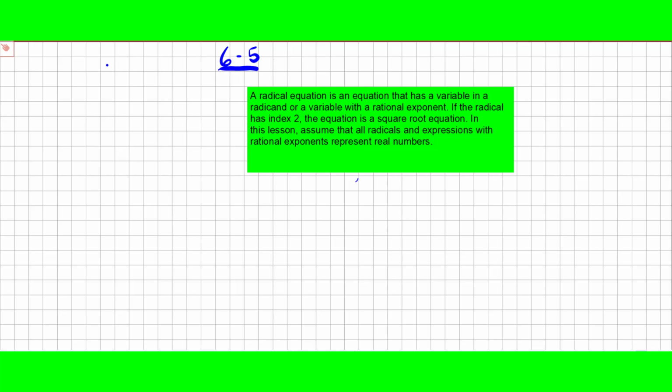We've been working with radicals, and today we're going to be solving square root and other radical equations. Before we begin, let's take a look at some definitions. A radical equation is an equation that has a variable in a radicand or a variable with a rational exponent. So it can have either one or both. If the radical has index 2, meaning the square root, the equation is a square root equation. In today's lesson, we're going to assume that all the radicals and expressions with rational exponents represent real numbers.